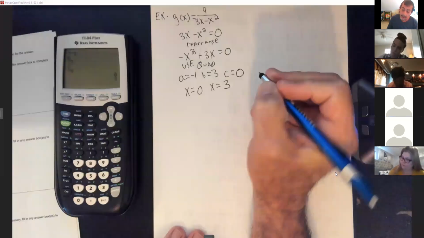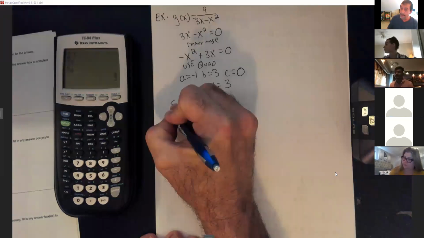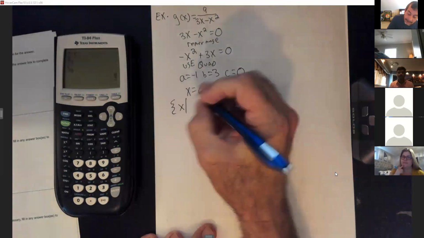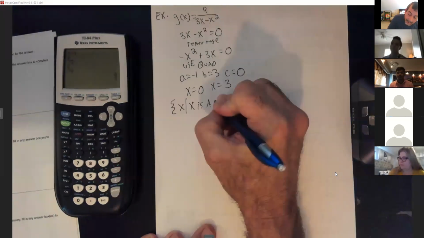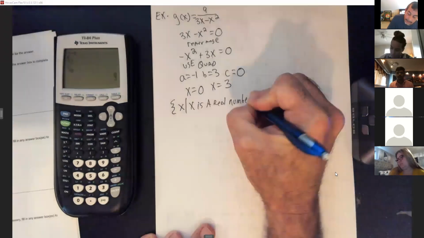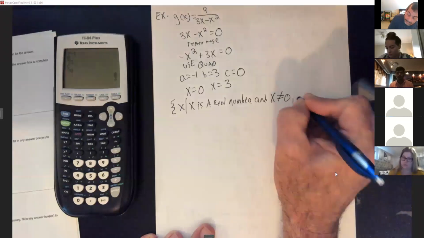So I now got my two numbers I got to kick out of the domain. So set builder notation, x such that x is a real number and x is not equal to 0, 3.